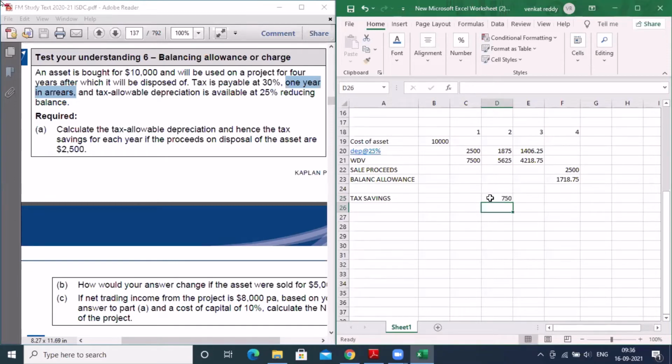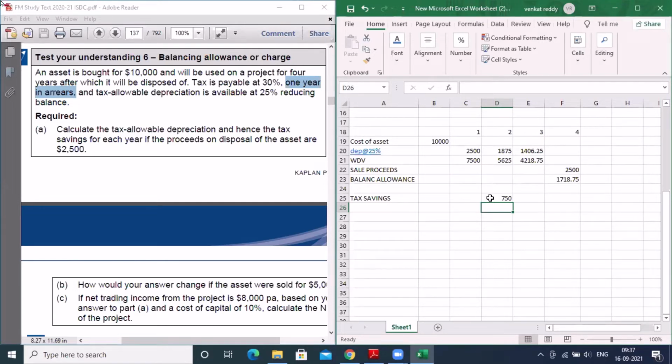So the tax saving in the second year will be 750. I hope it is clear. Why are we not considering it in the first year? Because the tax will be paid 1 year in arrears. 1 year in arrears means current year tax will be paid in the next year. So that's why we need to consider the tax saving in the second year.